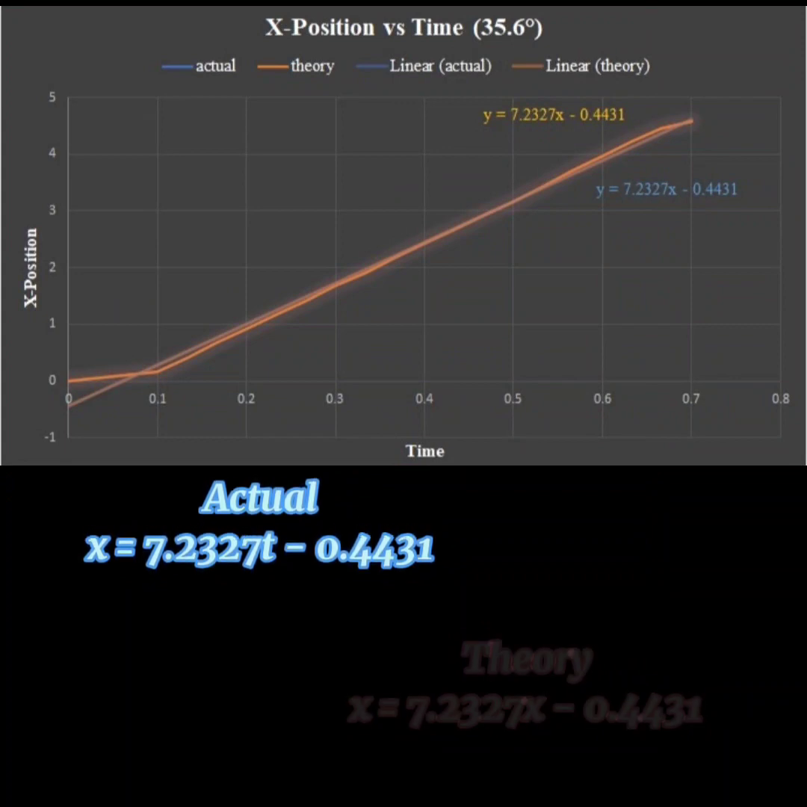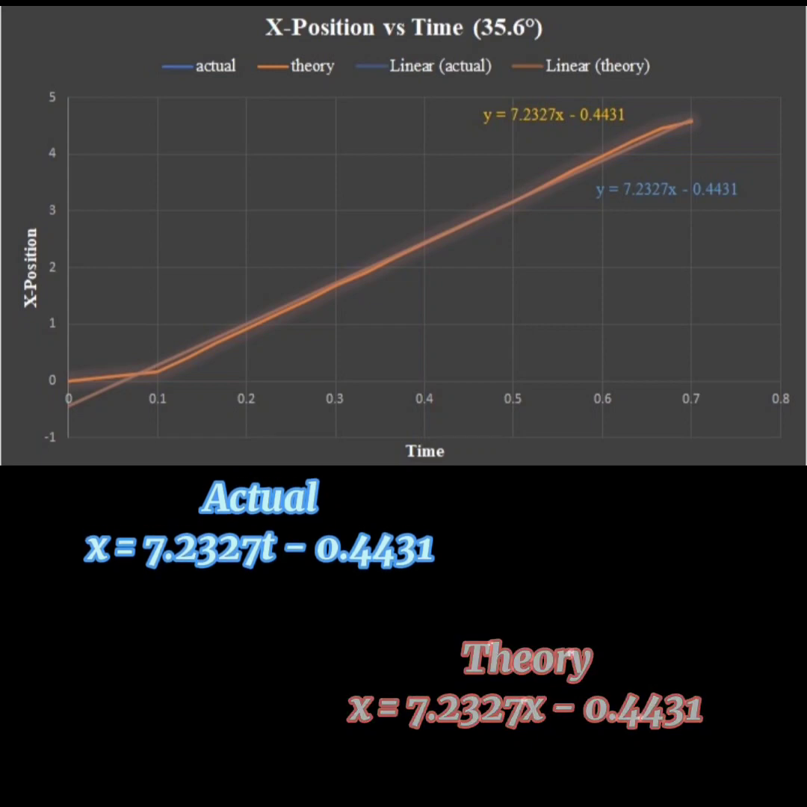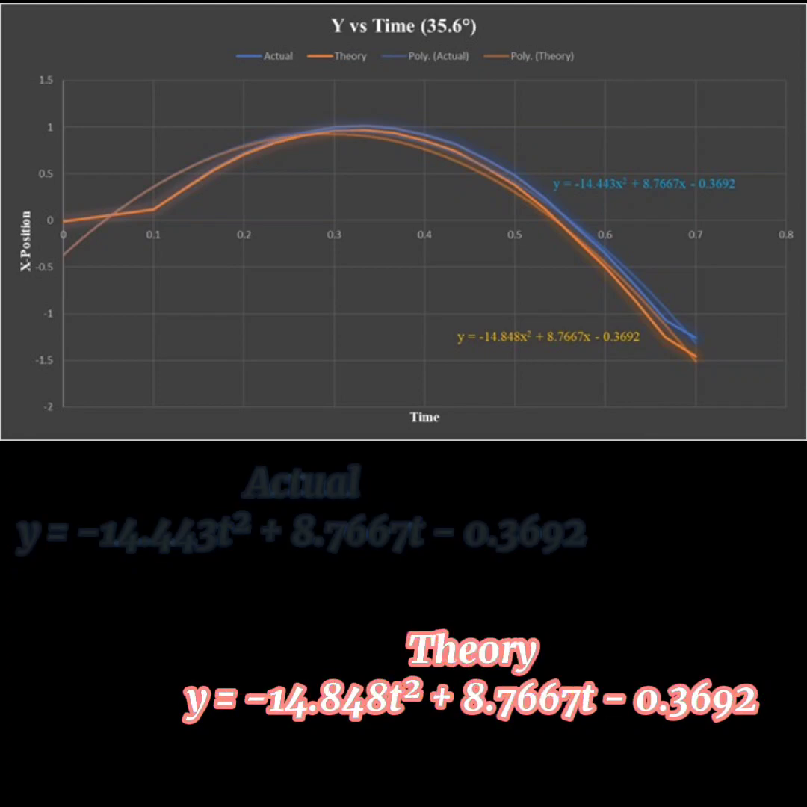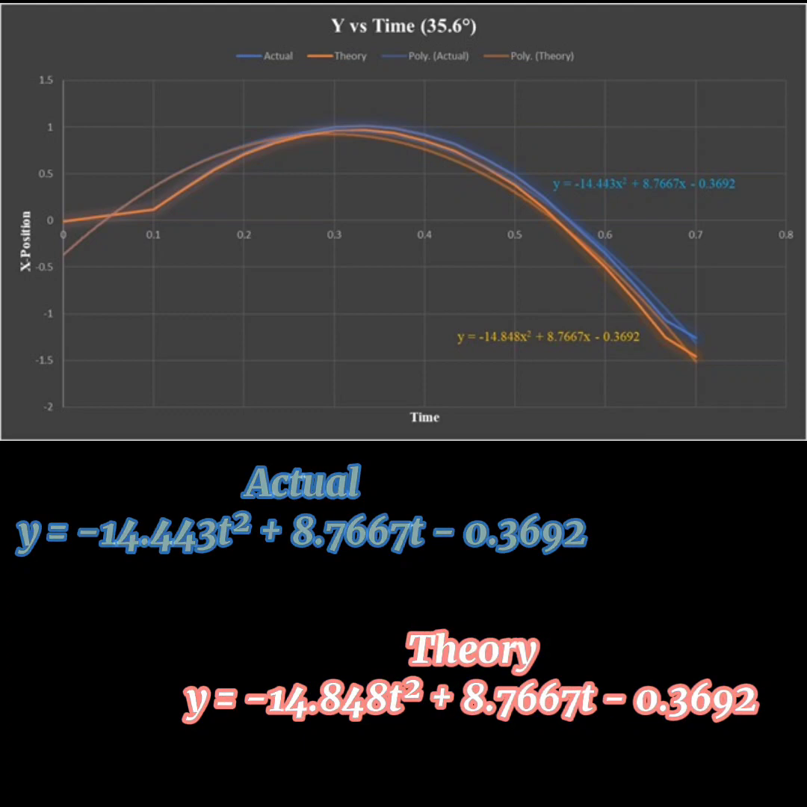For the x versus time graph at 35.6 degrees, the equations for the actual and the theory are the same, which is y equals 7.2327x minus 0.4431. For the y versus time graph, the equation for the actual is y equals negative 14.443t squared plus 8.7667t minus 0.3692, and the equation for the theory is y equals negative 14.848t squared plus 8.7667t minus 0.3692.